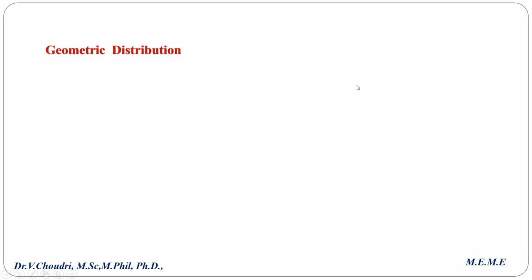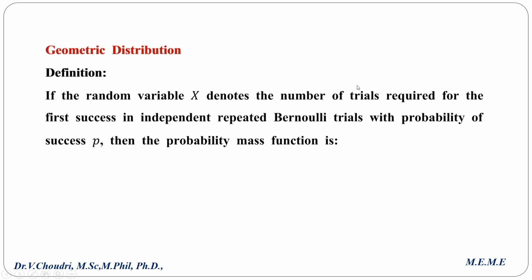First, the definition of geometric distribution. If the random variable x denotes the number of trials required for the first success in independent repeated Bernoulli trials with the probability of success p, then the probability mass function is p of x equal to q power x minus 1 into p, where x equal to 1, 2, 3 up to infinity, where q equal to 1 minus p.